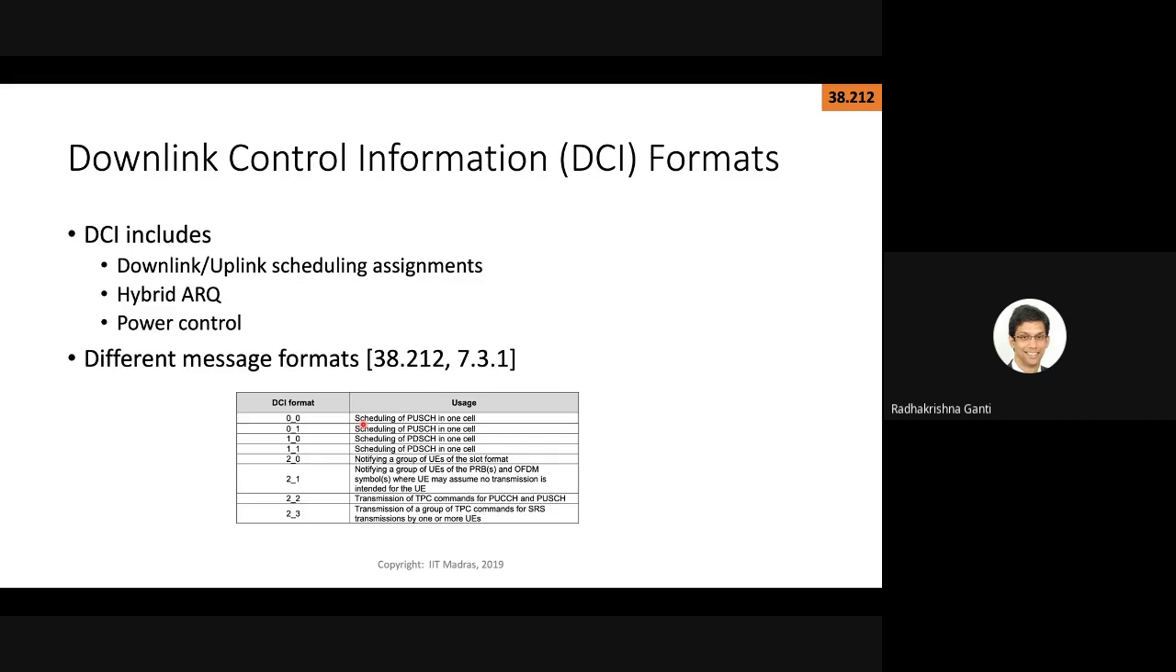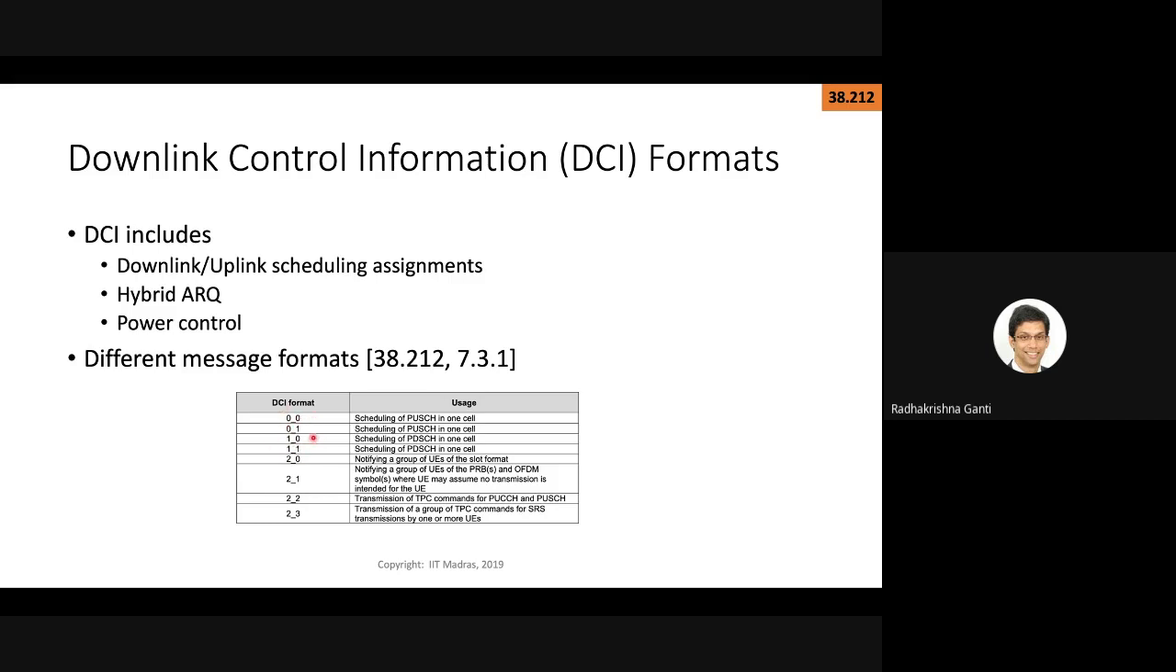There are multiple DCI formats. Let's focus on the first four formats first, and then we'll do the second formats. Format 2s are more about common information. Formats 0_0, 0_1, 1_0, 1_1 are more UE specific.